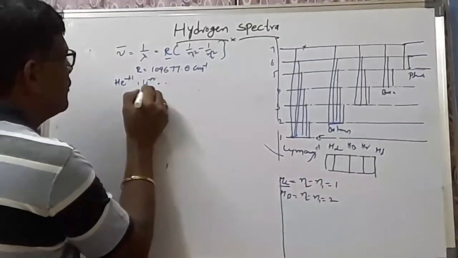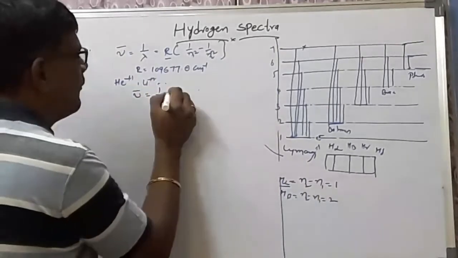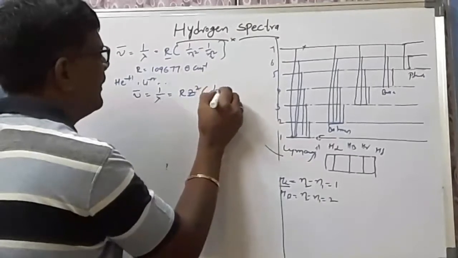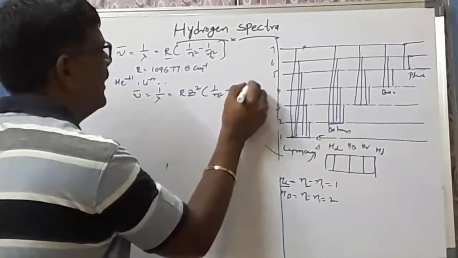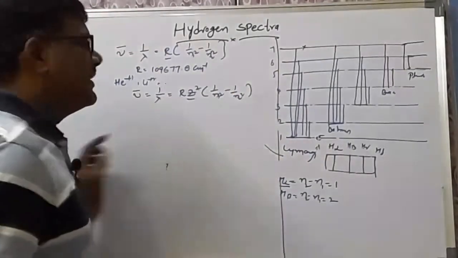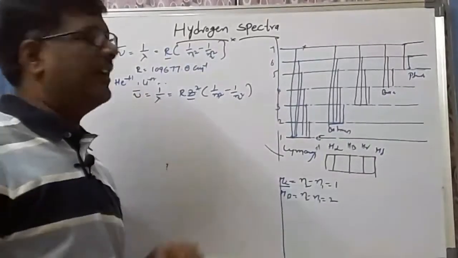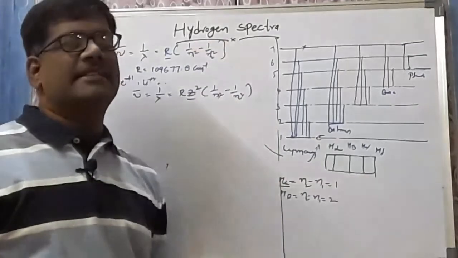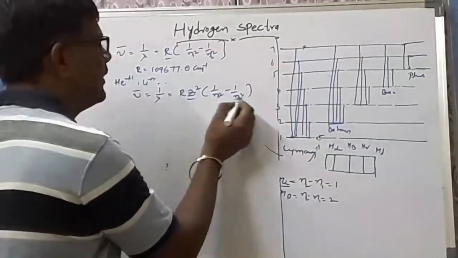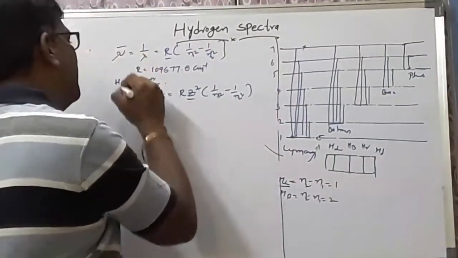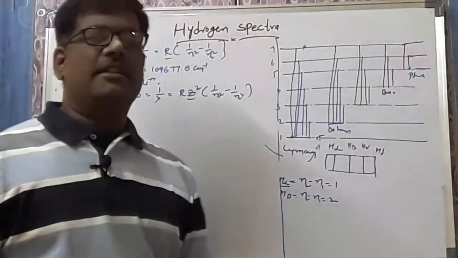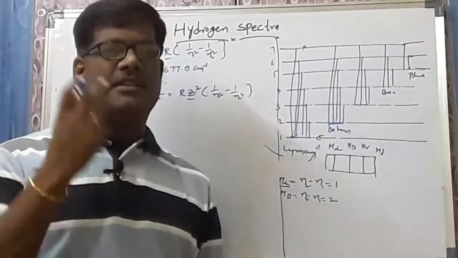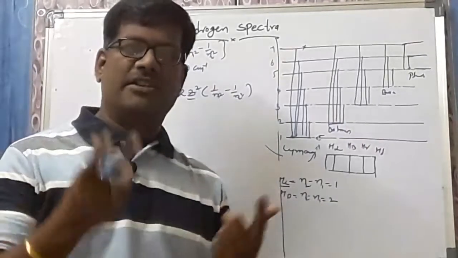The equation is nu bar is equal to 1 by lambda is equal to R into Z square into 1 by N1 square minus 1 by N2 square, where Z is called the atomic number of the species you are having. N1 is called the lowest state, N2 is called the excited state. By substituting the N1, N2, R values, you will get the wavelength, or we can calculate the wave number also. This is the equation given by Balmer because it is present in the visible region. We can see with our eyes.